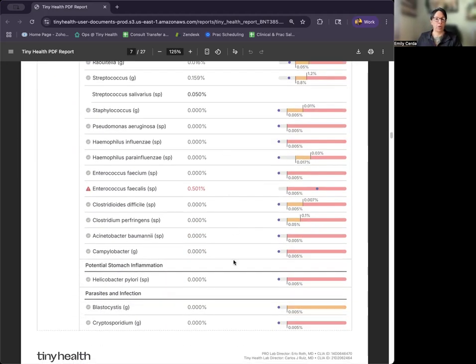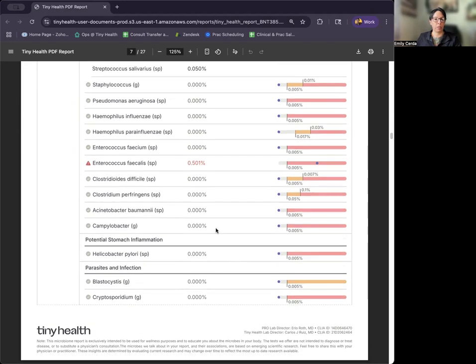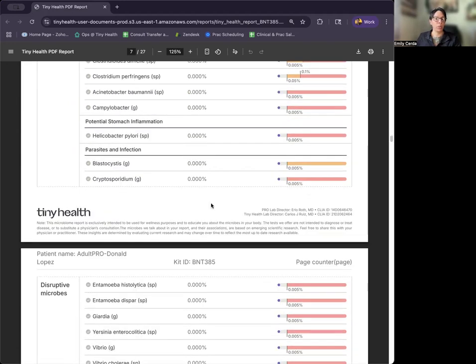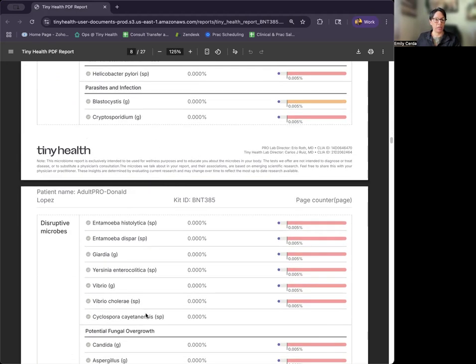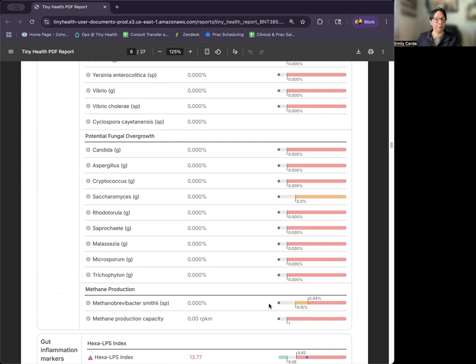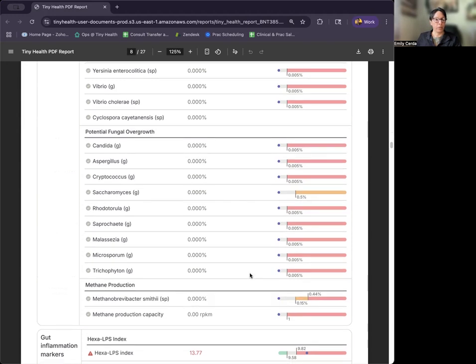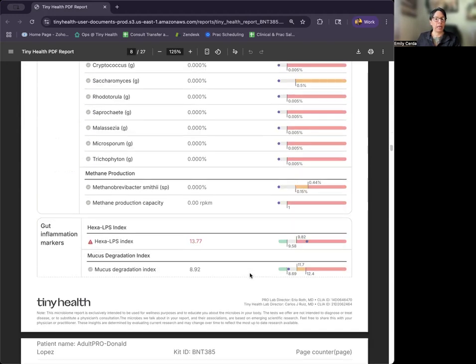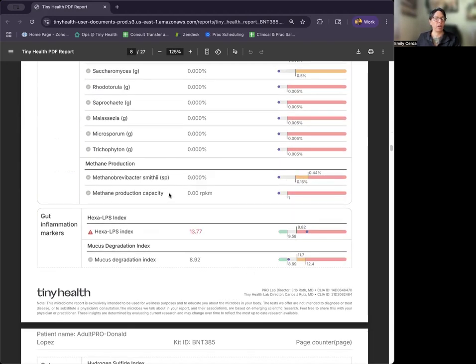Underneath the microbial pathogens, we will see markers for H. pylori. We're looking at parasites and infections here, and so you can see some specific species or genus that we are calling out. Fungal overgrowth as well. And then here we have some methane production.